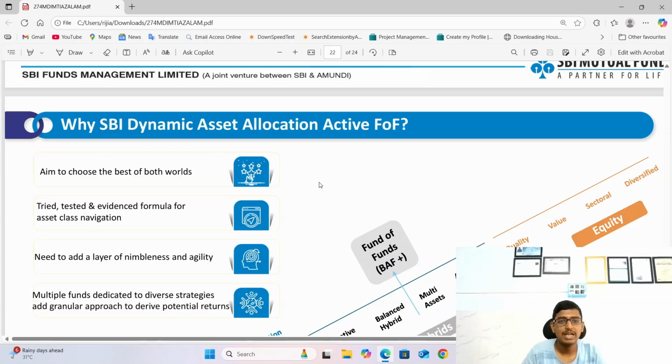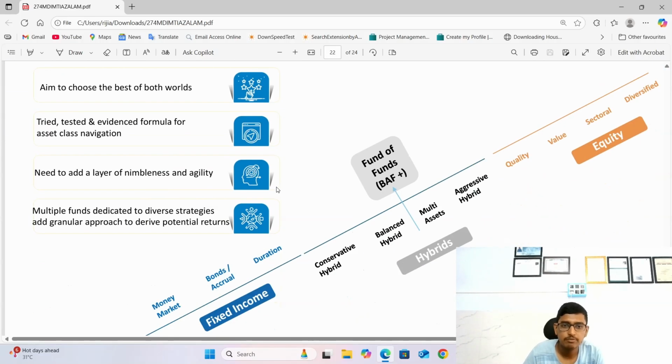Why choose SBI Dynamic Asset Allocation Active Fund of Funds? Aim to choose the best of both worlds. We want to get good returns from both sides, from equity and from debt. A tried, tested, and evidenced formula for asset class navigation. It is a tried and tested method, and it has evidence that it gives you good returns.